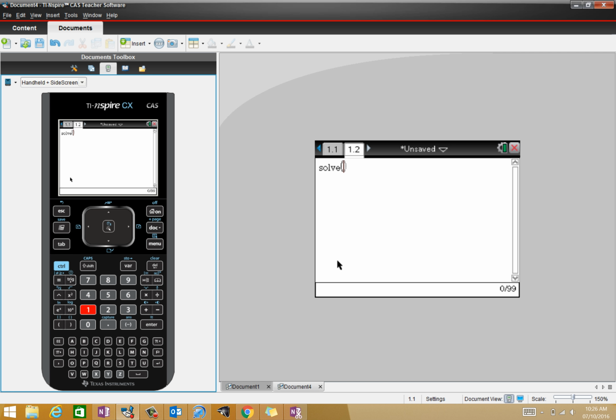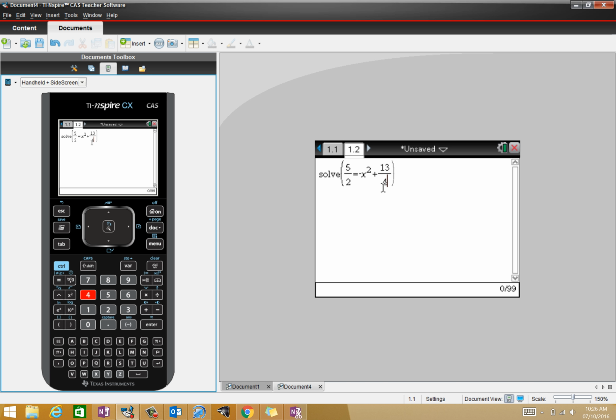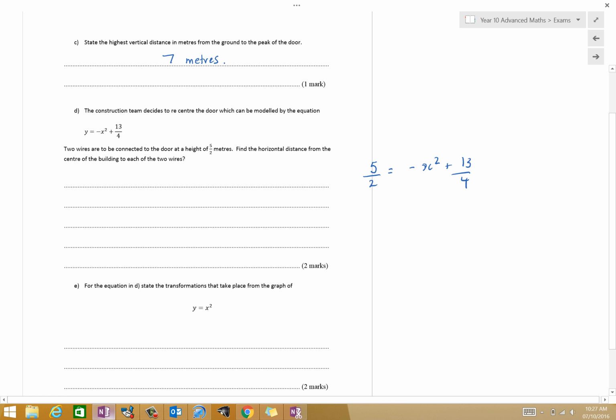We're solving an equation. 5 over 2 is equal to, no, we want to press the arrow across, is equal to minus x squared plus 13 over 4. Now be careful, we need to solve with respect to x. So we go comma x and whooshka. Minus root 3 on 2 and plus root 3 on 2.